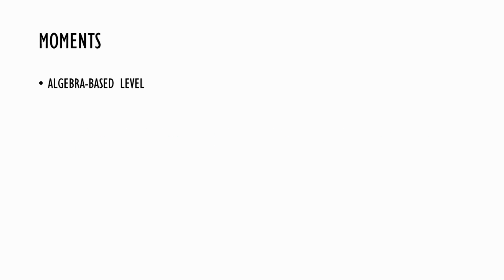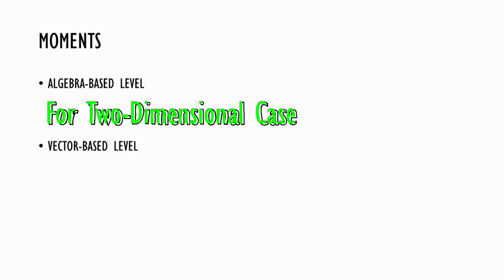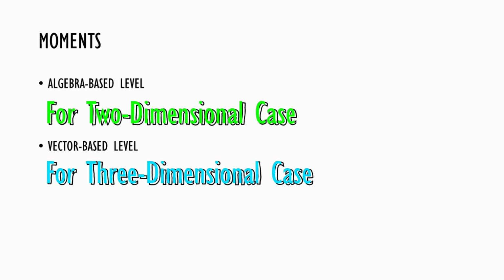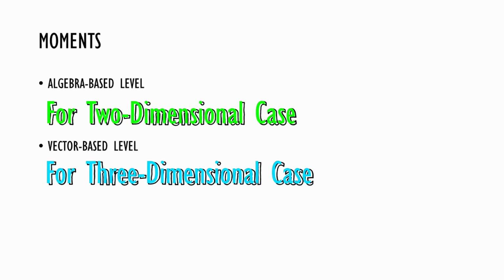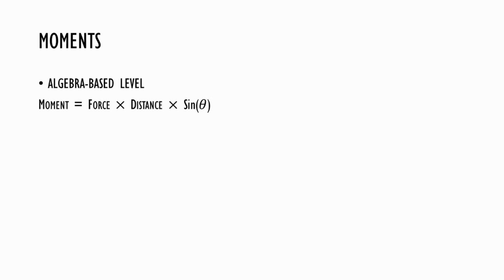Now, let's see how to calculate moment. Moment has 2 different levels of definition: algebra-based level and vector-based level. In the two-dimensional case, we only need to know the algebra-based level. Vector-based level is useful in the 3-dimensional case, and I will make another video for it. In the algebra-based level, moment is defined as force times distance times sine of the angle between them.